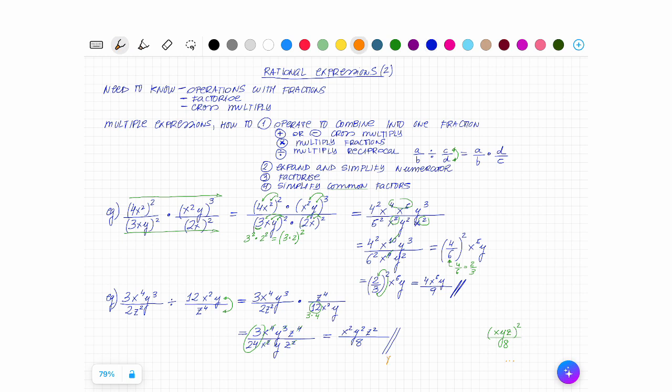Okay, so we've seen one example each of the 4 possible operations with rational expressions. So now it's your turn to go and practice.